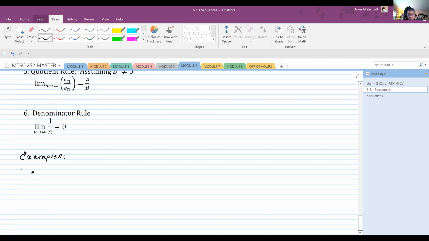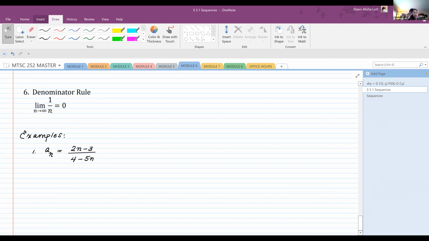So, number 1, let a_n be (2n - 3) divided by (4 - 5n). Does anybody know what the limit of that sequence term is, so that we can find the limit of the sequence?